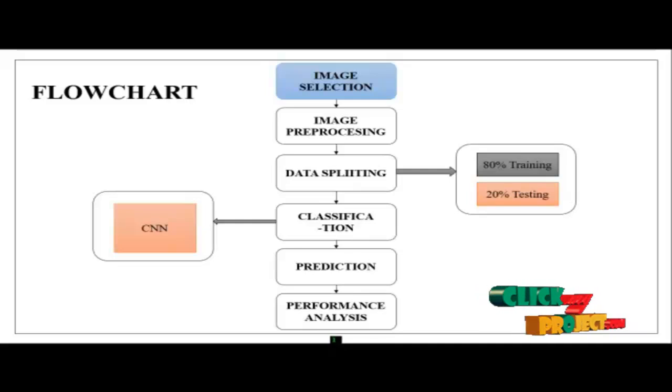The CNN algorithm is based on the VGG16 model that we used. After that, we select one image, a 1 rupee, 2 rupee, 5 rupee, 10 or 20 rupee coin, and the prediction is made automatically for that image. Finally, we calculate the performance analysis.